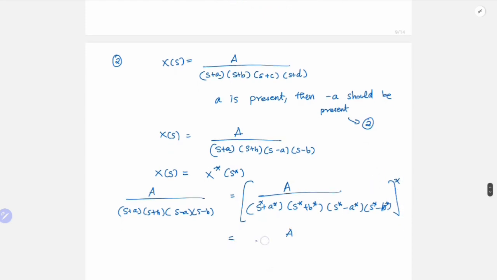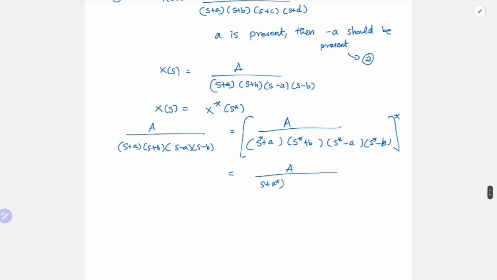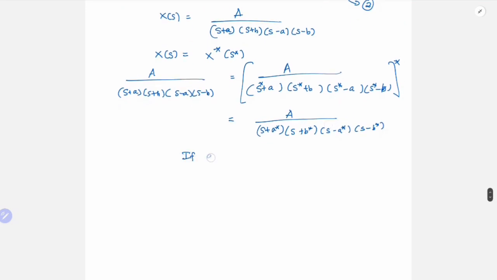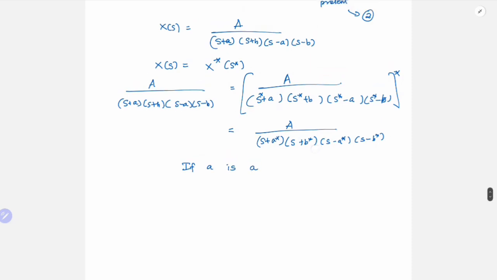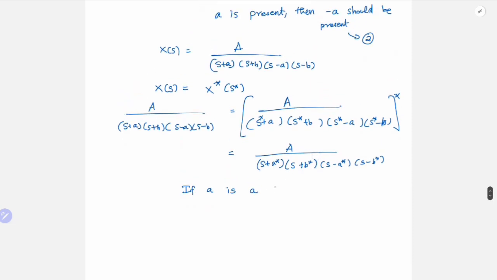So then what will happen? A by s plus... here we are just replacing s with s star, so this star will not be there. So I'll get s plus a star into s plus b star into s minus a star into s minus b star. So what it says is, if a is a pole, then a star is also a pole. So now I can easily get all my poles.